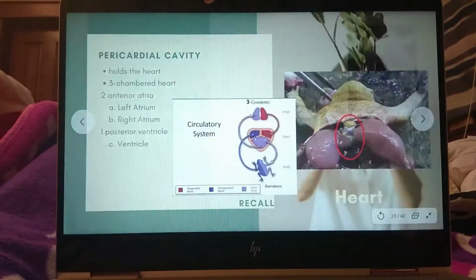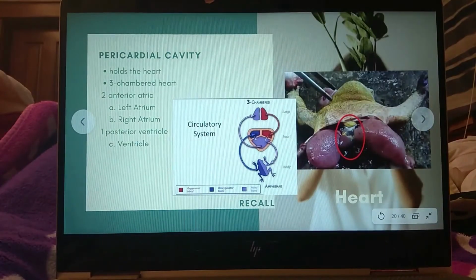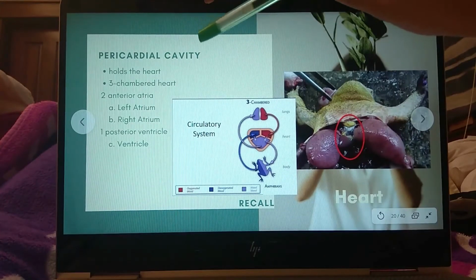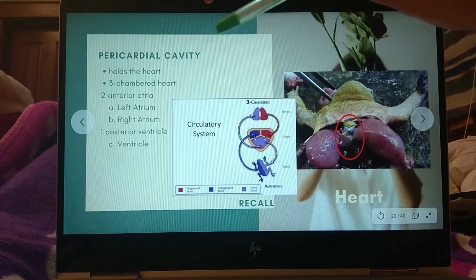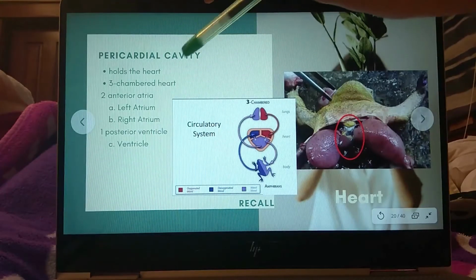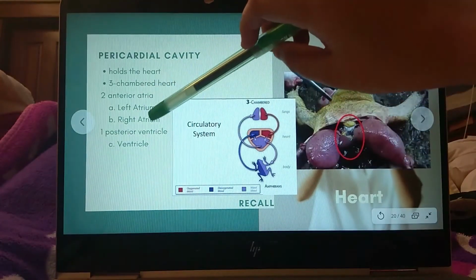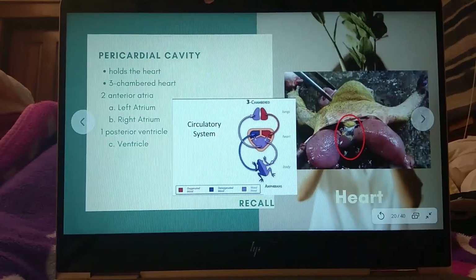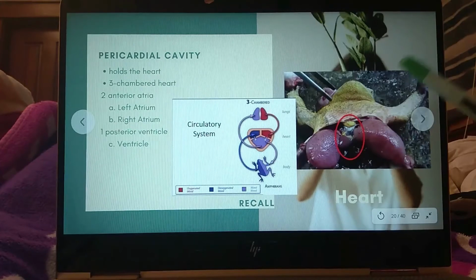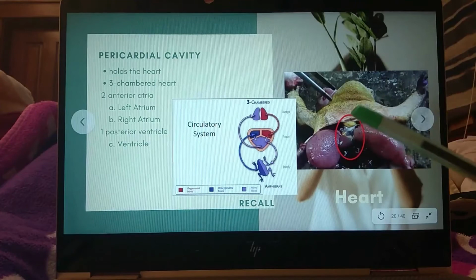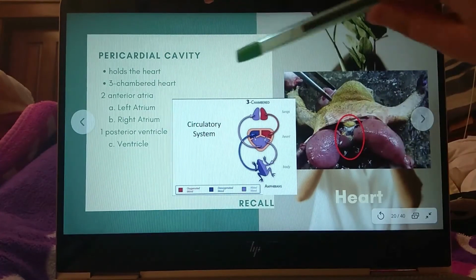So here we have the pericardial cavity. This is a small cavity located in the thoracic region, and this is the cavity that holds the heart. In the heart, we can find the left and right atrium and the ventricle. Before we proceed to the parts, the heart is enveloped by two transparent membranous tissues. And since we are looking at a toad's heart anatomy, we will find a three-chambered heart.